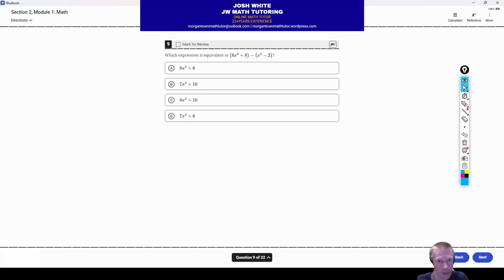All right, next up, number 9. Here we just have two expressions that are being combined, technically subtracted. So we're just going to combine the like terms here. So 8x cubed minus x cubed, that's going to give me 7x cubed. So those are done. And then notice it's 8 minus -2. That's the same as 8 plus 2, which is 10. So correct answer on this one is going to be B.